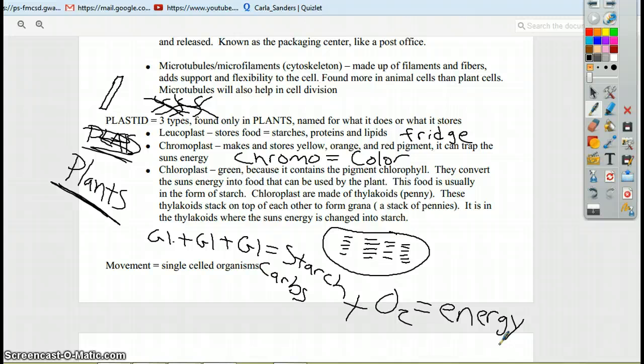So if you have chloroplast, yes, you're green, only because it contains a pigment that's green, but that's not its job. Its job is to take the sun's energy, making some food, so that the plants can make their own energy later by hooking up with oxygen.